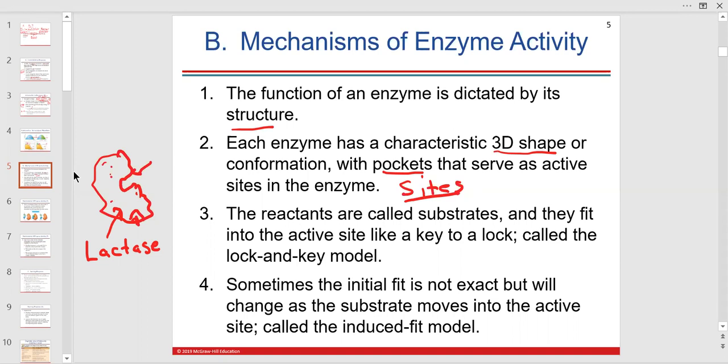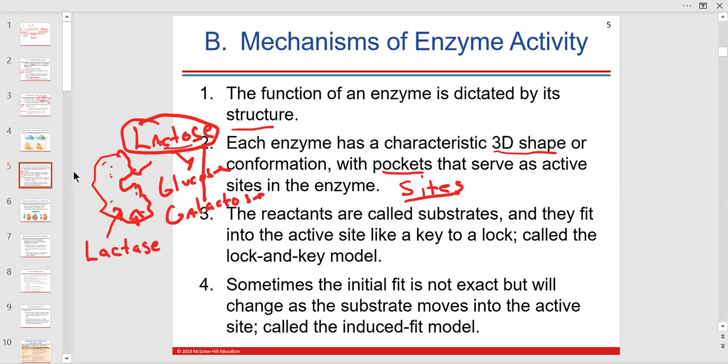So lactose is what's called the substrate for that enzyme. Lactose is the substrate. Lactase is the enzyme. So the reaction is to break down lactose into two other products, which are glucose and galactose, two monosaccharides. So the enzyme is specific for lactose. The substrate is lactose. This making sense? Yeah, and they always say lock and key.